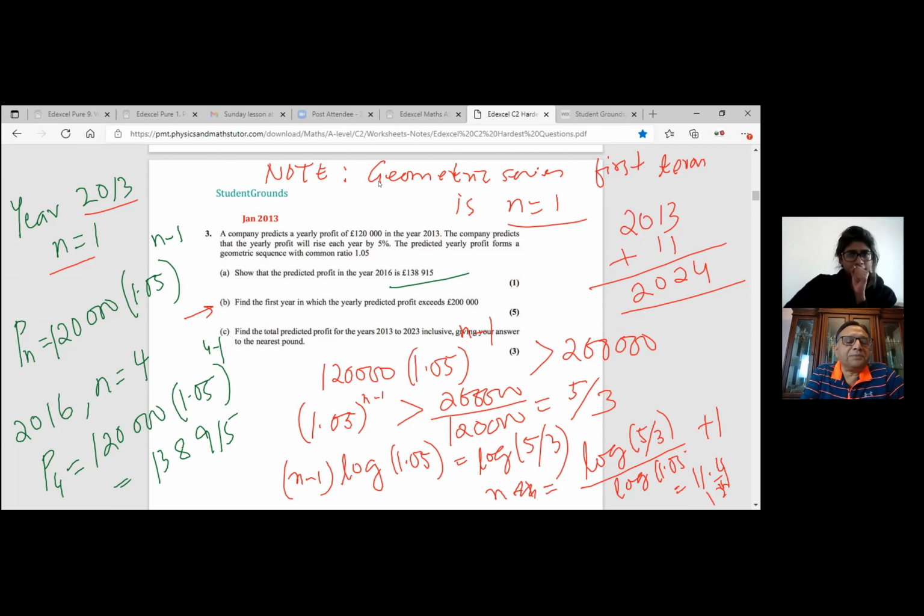Now you substitute into your formula. For n minus 1 we have to put 12 as n in the formula, because you get 11, right? So use your formula and calculate 120,000 times 1.05 to the power of 12 minus 1, which is 11. That gives 205,240. That is more than 200,000. Is it okay? Yeah, that is how you're going to do it.